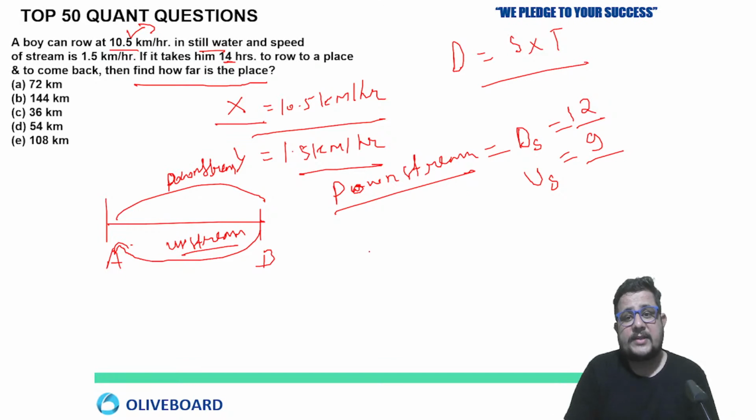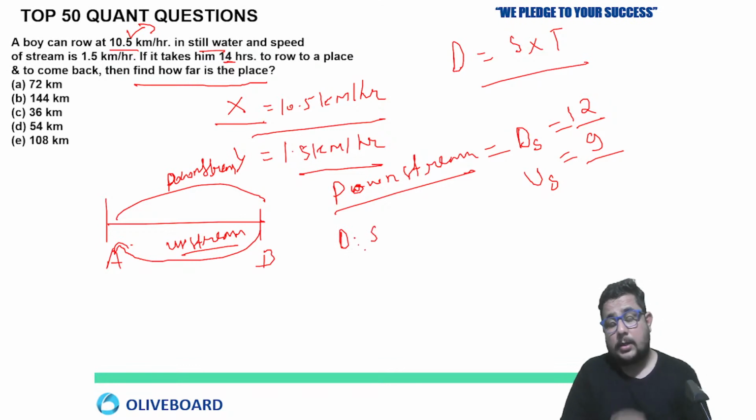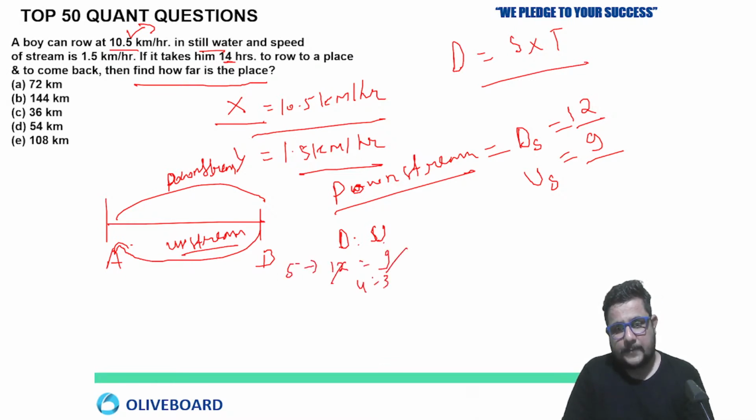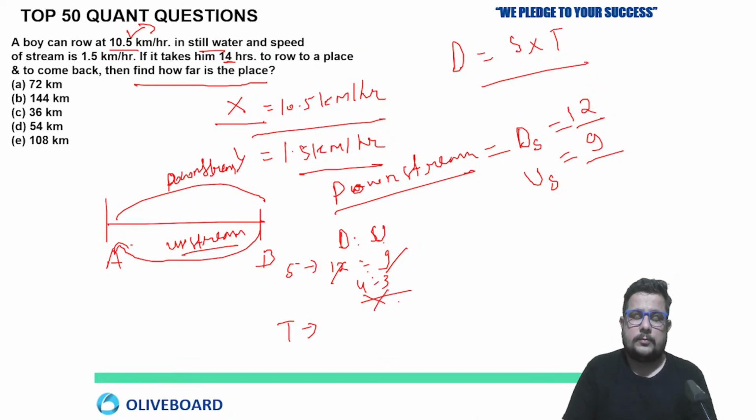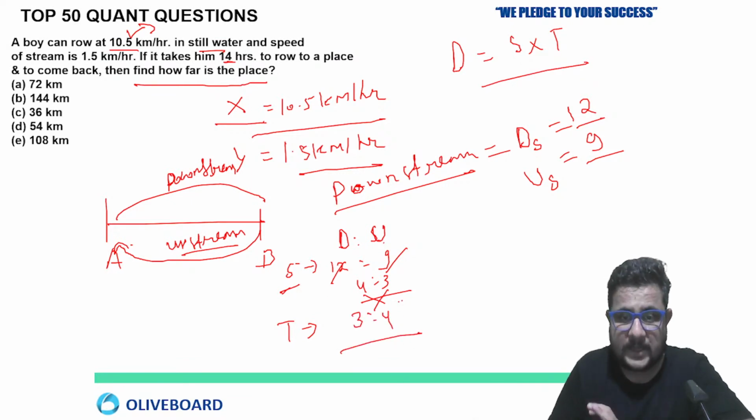So their ratio is going to be what in this case? The ratio of downstream to upstream speed is going to be 12:9, which is 4:3. So their time ratio is just the reverse of the speed ratio, that is 3:4, right? Are you getting it? I hope it is clear.